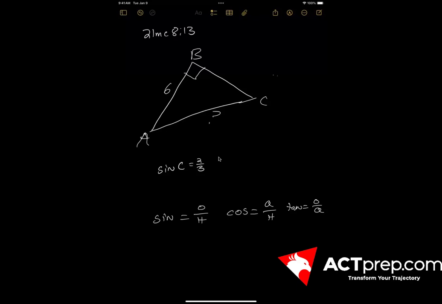First, you need to have your sine, cosine, and tangent proportions memorized. It's just opposite over hypotenuse for sine. Cosine is adjacent over hypotenuse, and tangent is opposite over adjacent.